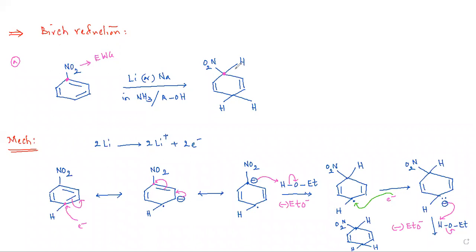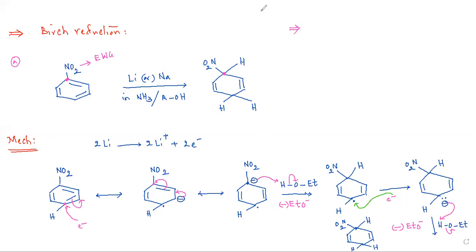Now the electron withdrawing group, as we know, generally withdraws electrons from the ortho and para positions. In this case, we have considered the para one. So therefore, the electron attacks generally at the ortho and para position. I have taken the para one. So that is very important.